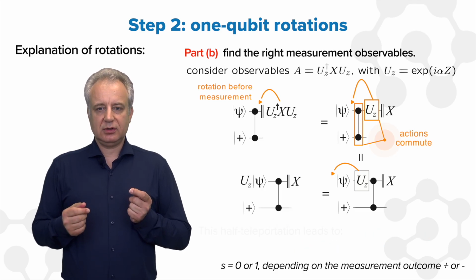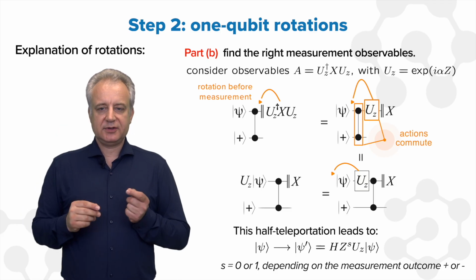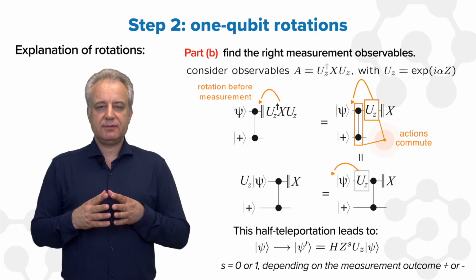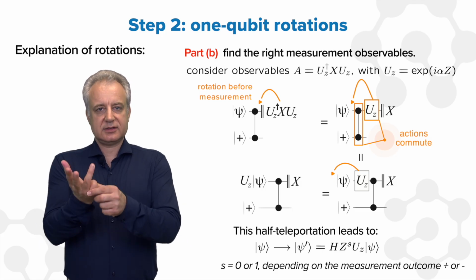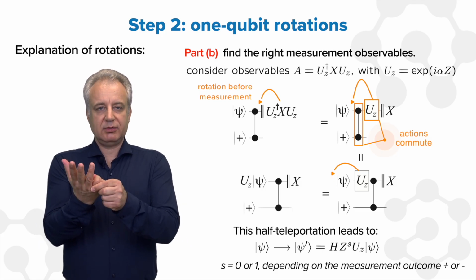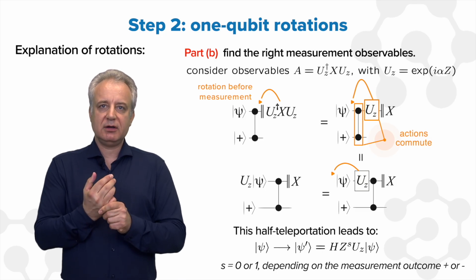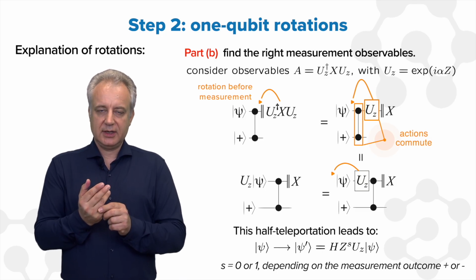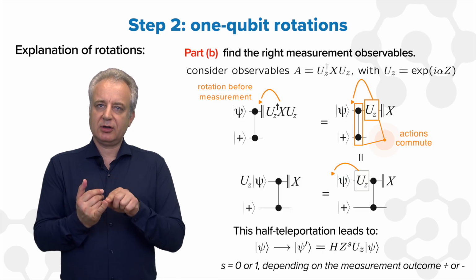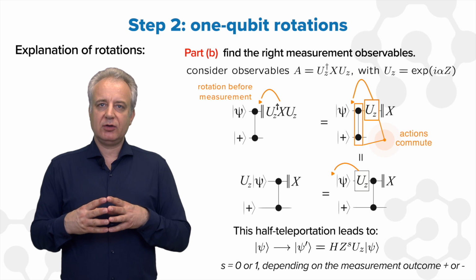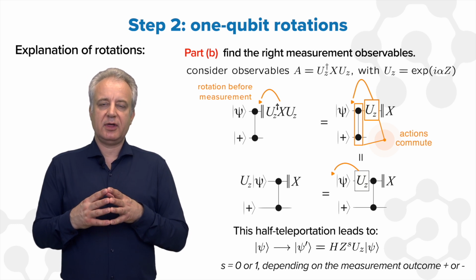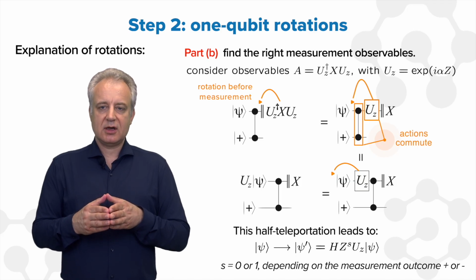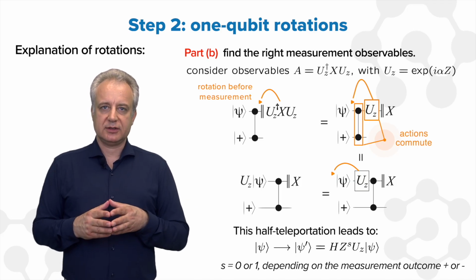So in total, this half step, this half teleportation step, does the following sequence of gates. It does this unitary rotation uz that first appeared in the definition of the observable. Then it does this byproduct operator sigma z that happens or doesn't happen depending on what the measurement outcome is. And finally, we have the Hadamard. So this is what we get out of this half teleportation.